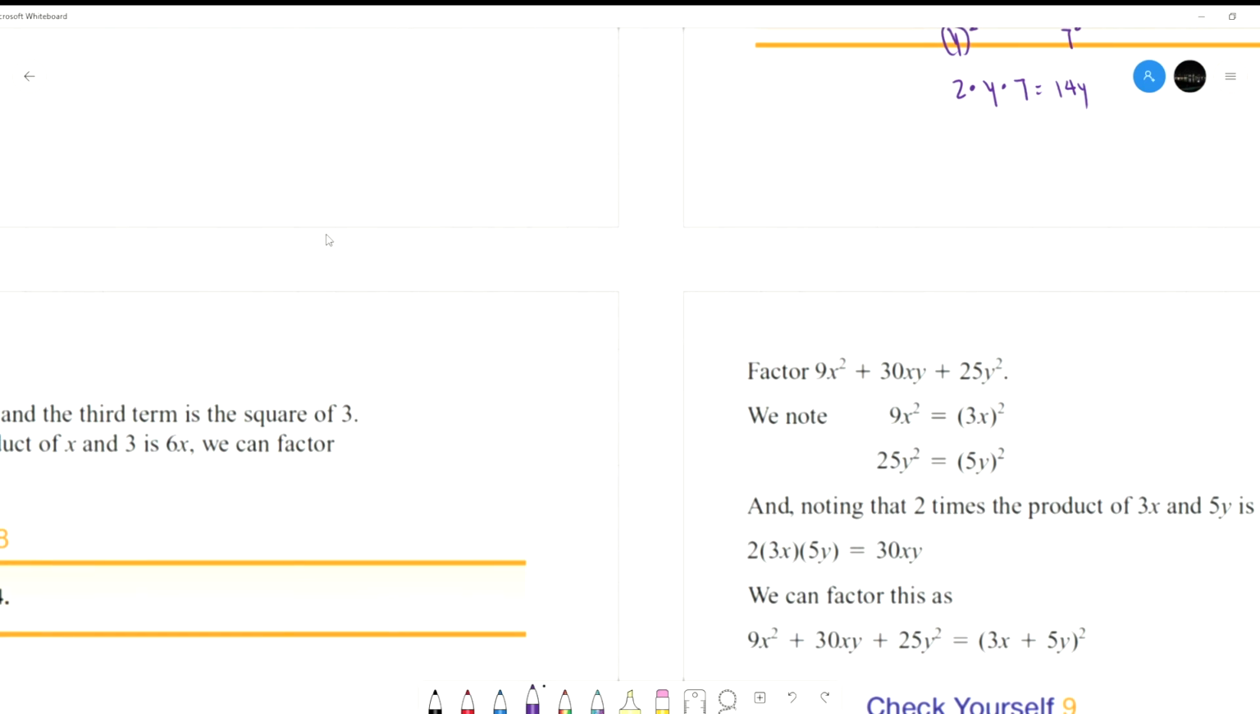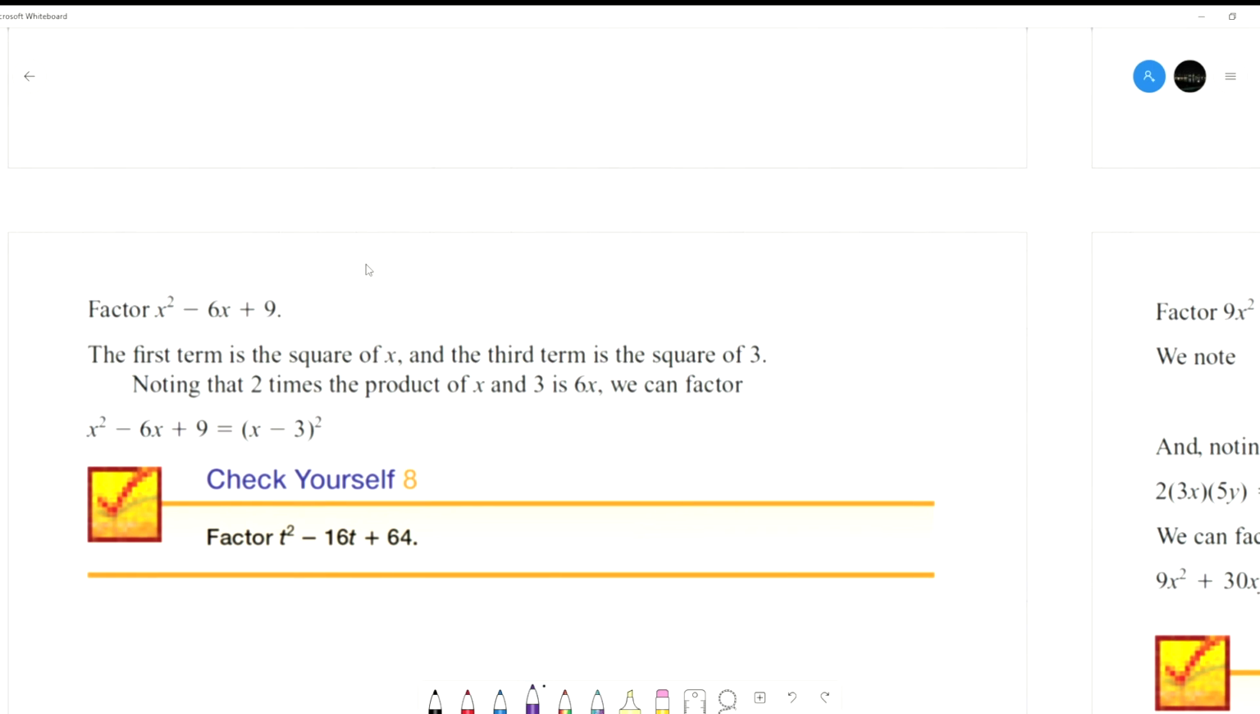All right, let's look at some more examples. Over here we have x squared minus 6x plus 9. So when the middle term is a minus, that's when we have the other one. Remember, (a minus b) squared is a squared minus 2ab plus b squared. So when the middle term is a minus, that means you're going to have a minus sign in your factoring when you factor.